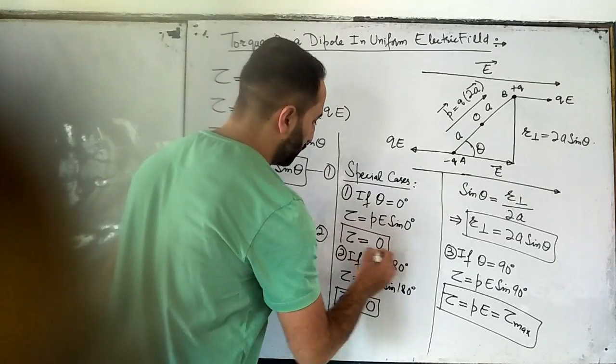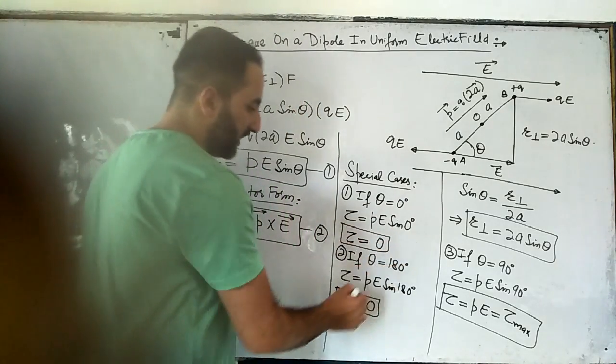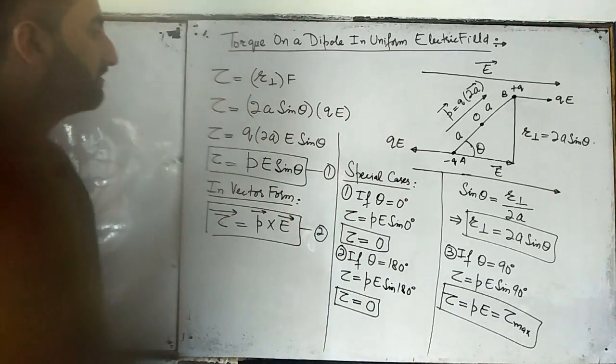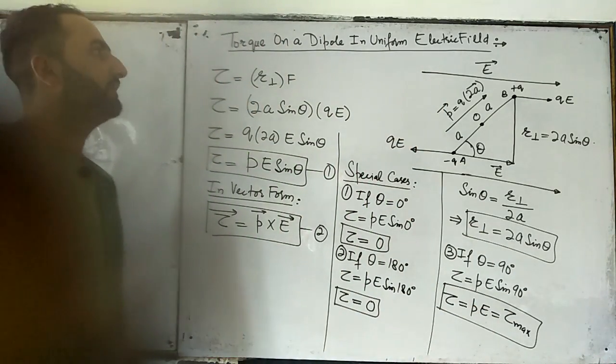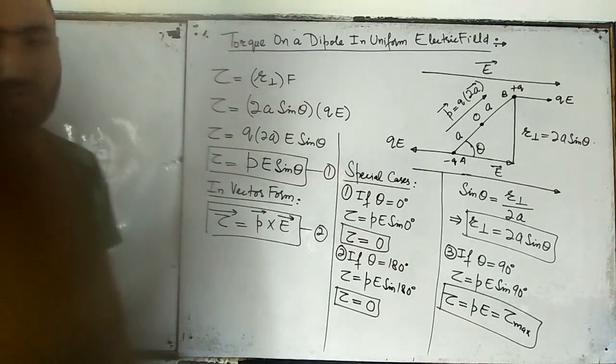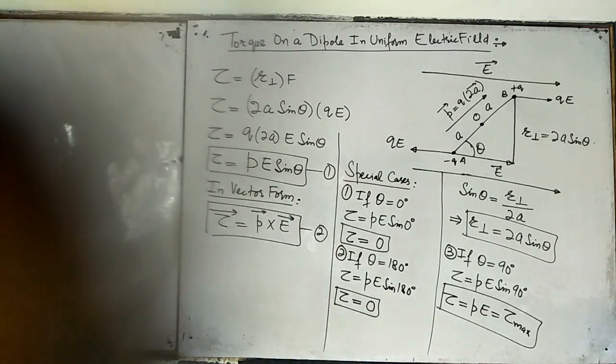So if theta is equal to 0 degrees, torque is 0. Theta equal to 180 degrees, torque is 0. Theta equal to 90 degrees, torque is equal to P multiplied by E, which is the maximum torque applied on the dipole. Fine. Next, I will define the potential energy of the dipole. So let me write it down here.